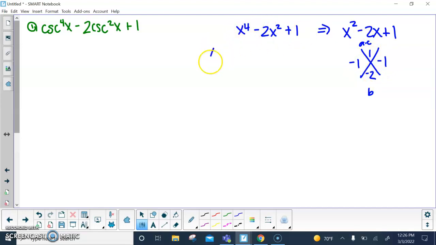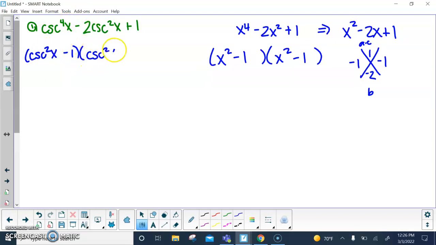So I could write this, instead of as x and x, instead of having an x minus 1 and an x minus 1, it would be x squared minus 1 and x squared minus 1. Well, I'm going to use this and instead factor it with my cosecants in there. It looks the same. You have your cosecant squared x minus 1 times cosecant squared x minus 1.